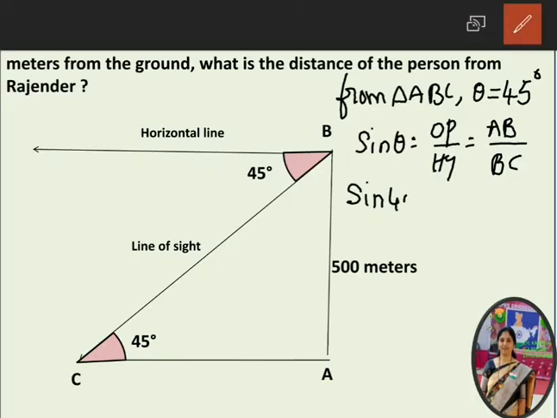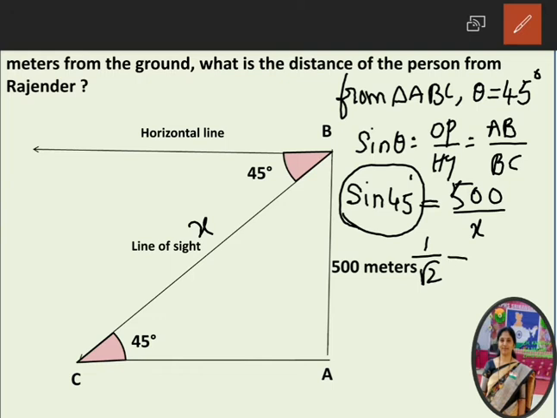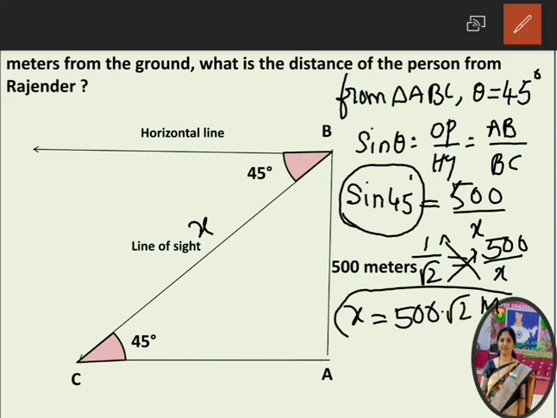So sine 45 degrees is equal to, we don't know this, this is X, sorry, AB is 500. So 500 by BC is X here. So what is sine 45 degrees value? That is 1 by root 2. So here we can take 1 by root 2 is equal to 500 by X. So do the cross multiplication. 1 into X becomes X and 500 into root 2 meters. So that means the distance from Rajendra to the person is 500 root 2 meters.